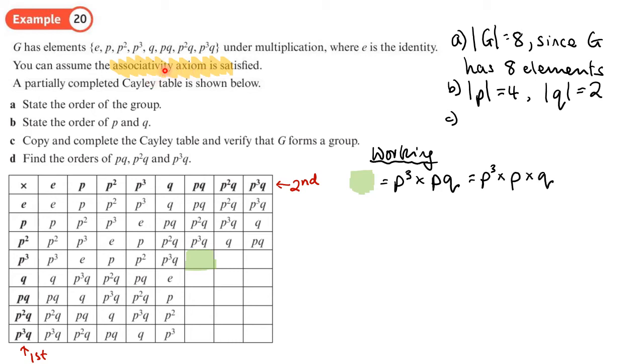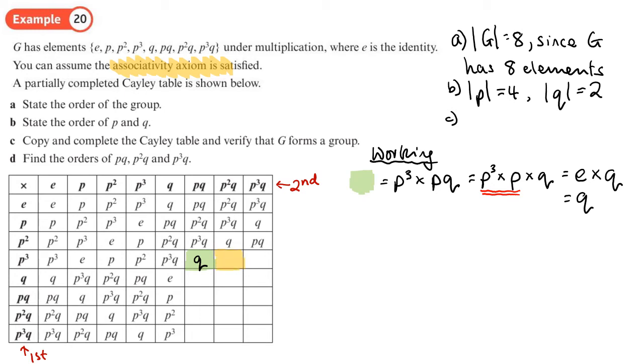We've been told that the associativity axiom is satisfied, which means I can change the order in which I multiply. I can multiply these two first. And if I do that, what I'll get is, well, I need to check what P cubed times P is. The temptation is to write P to the power 4, but look at the table. P cubed times P is E. Okay, so I'll write down E times Q. And since E is the identity, we just end up with Q. So we can put Q in this box here. Okay, we'll do a few of these and then I'll actually just finish off the table. Won't go through every single one.